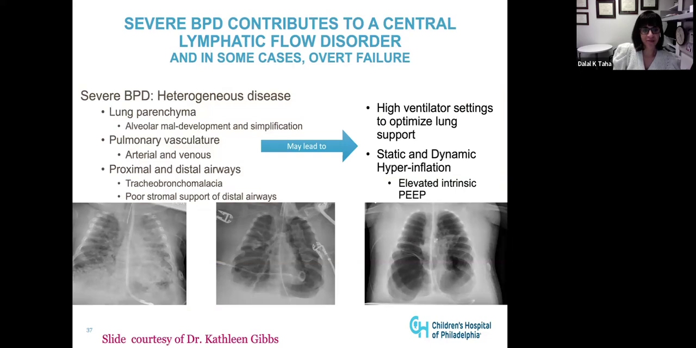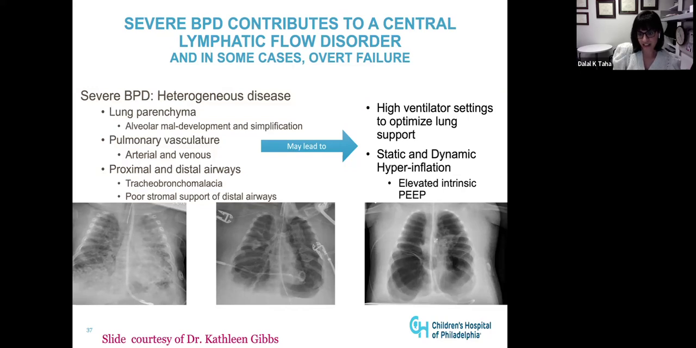Okay, so I borrowed the slide from a colleague just because it's got really great examples of what hyperinflated lungs look like. So we all know that severe BPD is a heterogeneous disease and it affects the lung parenchyma, pulmonary vasculature, as well as the proximal and distal airways. And most of the time, in order to support patients with this severe phenotype, you need to optimize their vent settings, and they end up on higher PEEP, which will result in static and dynamic hyperinflation.